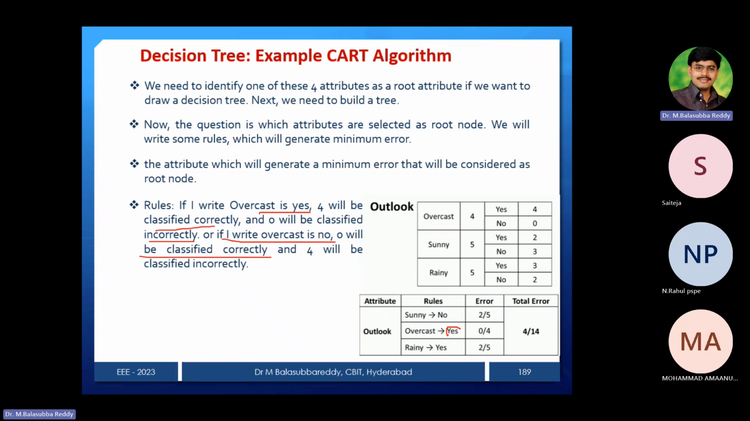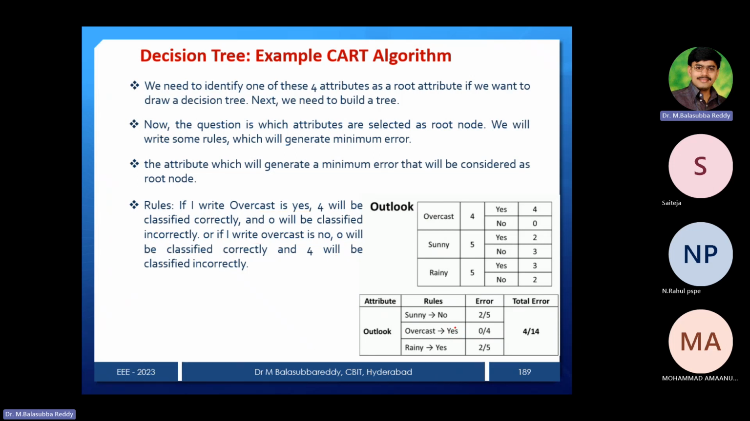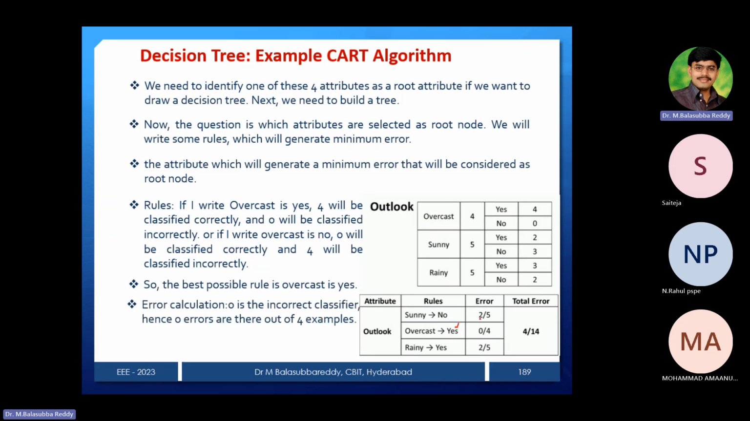If overcast is no, it means 0 will be classified correctly. We don't want only 0 to be correct; we want the maximum to be classified correctly. That is the reason, and 4 will be classified incorrectly. If I make the rule overcast is no, what will happen? 0 will be classified correctly and 4 will be classified incorrectly. That is the reason I take overcast is yes as our rule.